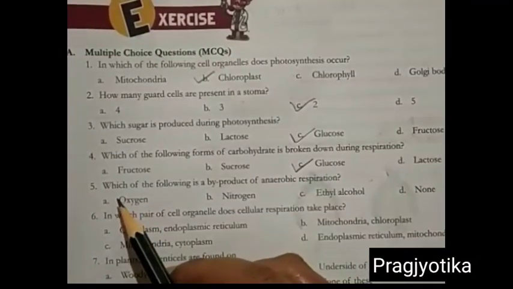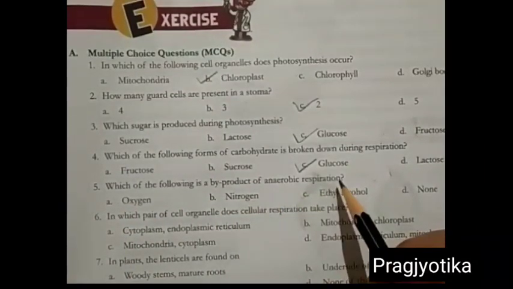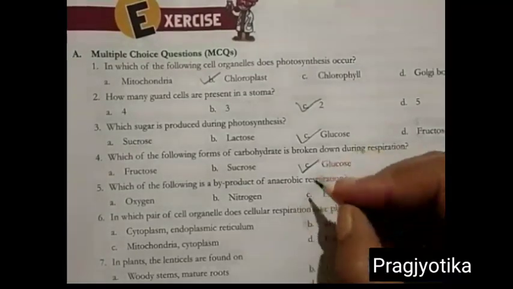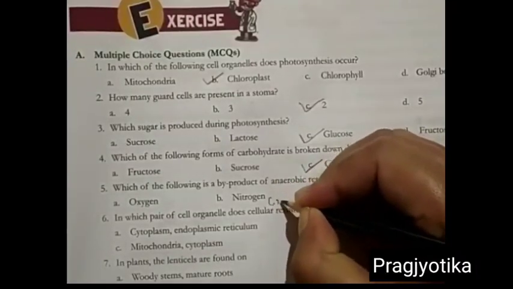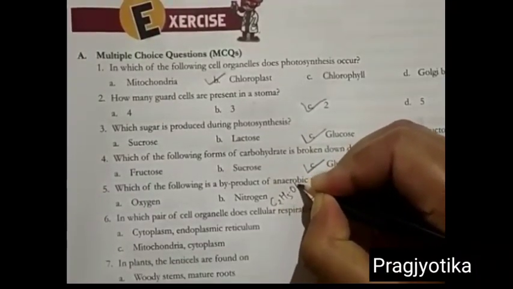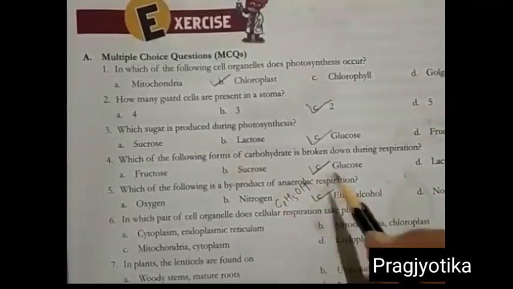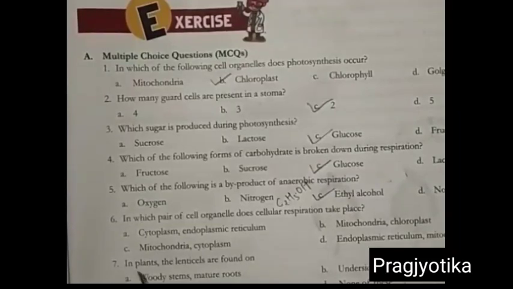Then our next question is, which of the following is a byproduct of anaerobic respiration? So the byproduct of anaerobic respiration will be ethyl alcohol, and its formula is C2H5OH. So this is the formula of ethyl alcohol, and it is produced during anaerobic respiration. Then come to 6.